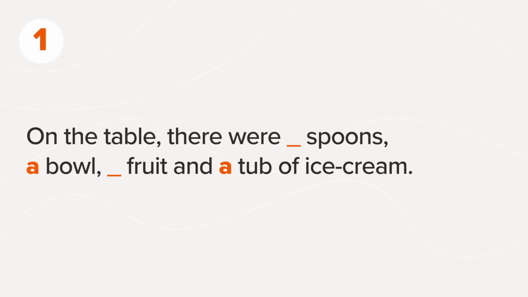On the table, there were spoons. That's a plural noun, so no article. Bowl, that's a singular countable noun, starting with the consonant sound, so we need to use a bowl. Fruit is an uncountable noun, so again, no article. And tub of ice cream, well, that's a singular countable noun, so we use a tub of ice cream.